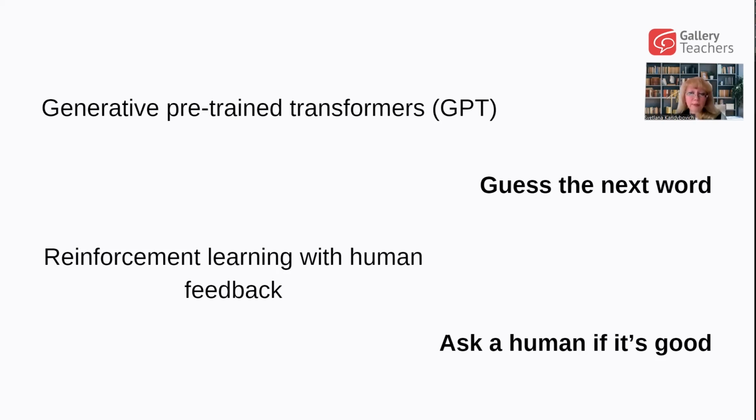Essentially, you need to know about two concepts or principles underlying large language models. ChatGPT is an autoregressive language model, or simply put, a model designed to guess the next word. The other concept is reinforcement learning with human feedback, or simply put, ask a human if it's good. So you feed the deep neural network with a prompt, and the model gives several options, and the human decides which option is better. This largely explains both the capabilities and limitations that ChatGPT has.